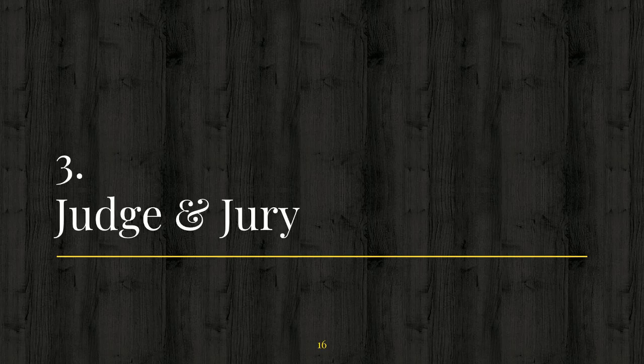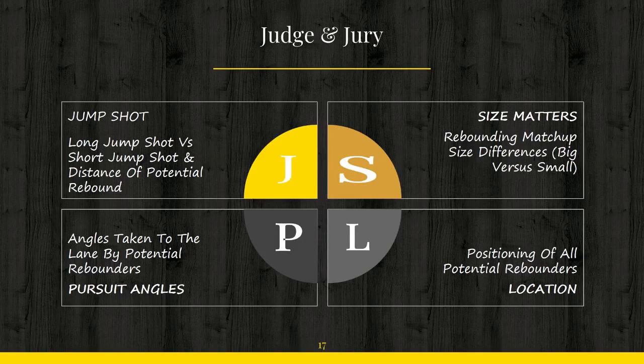This section will look into some of the things that we must consider in rebounding action. A jump shot, a long jump shot versus a short jump shot. Longer jump shots will have the ball traveling a longer distance for potential rebound. Pursuit angles. What angles do our potential rebounders take to the lane area when a shot is attempted? That leads to their location and where our potential rebounders are positioned.